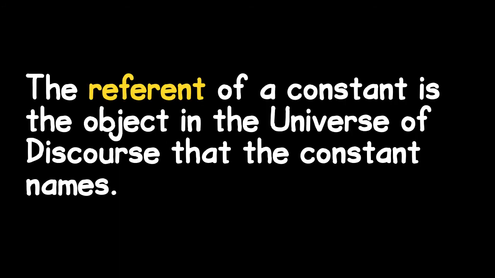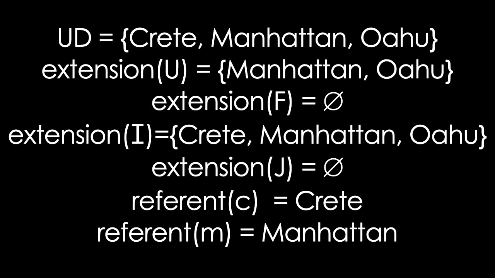What about the constants, C and M? Importantly, a constant doesn't apply to a set of things. It names exactly one thing in the universe of discourse. Again, it helps to have a word for this. The referent of a constant is the object in the universe of discourse that the constant names. So we can write down the referent of C and the referent of M as Crete and Manhattan, respectively. Note that these aren't sets. I haven't put curly braces around them. Instead, the referent of a constant is an individual.